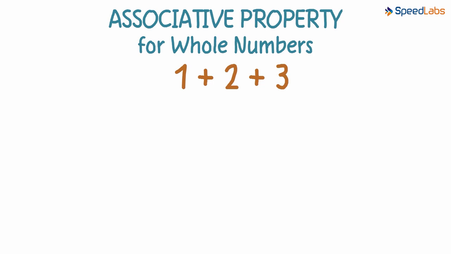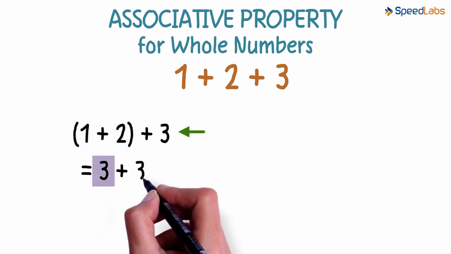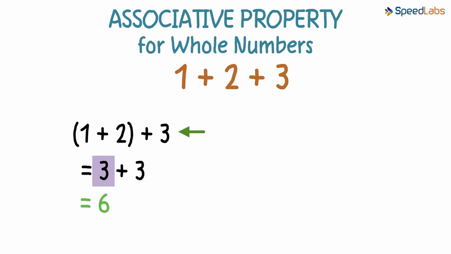Now suppose I put a bracket around the first 2 numbers. How will you get the answer now? Well, we always consider the quantity which is present in the bracket and solve that first. Here we will first perform the addition of 1 and 2. The answer that we will get will be added to 3. 1 plus 2 is 3. Then we add this 3 with this one and that will give us 6.